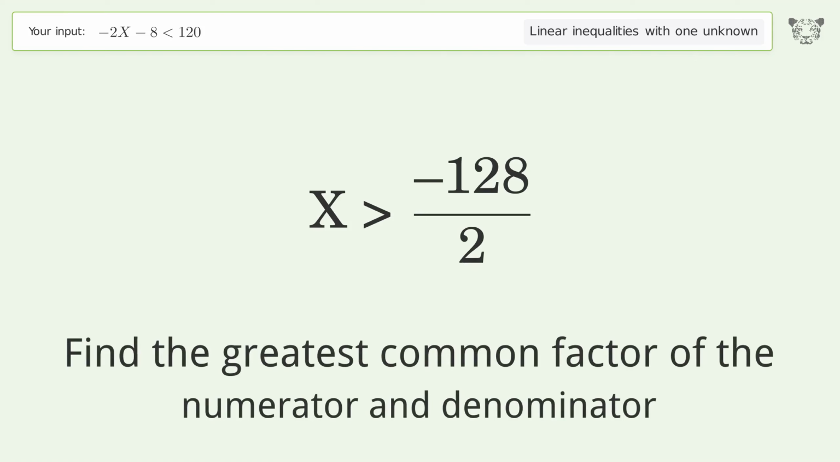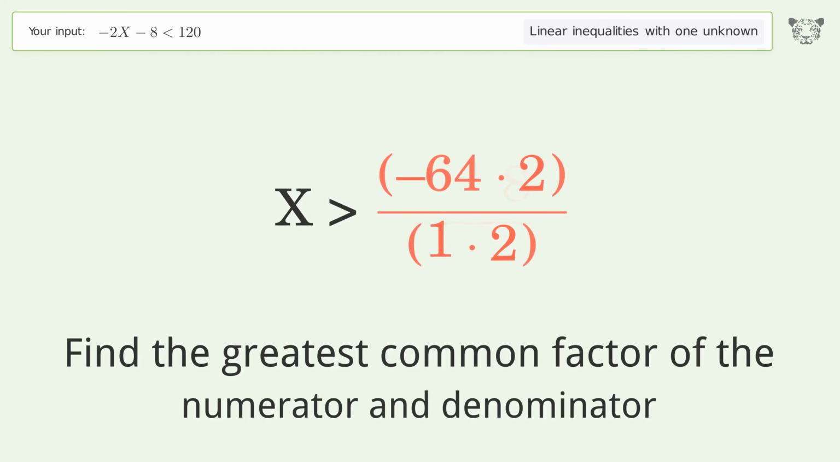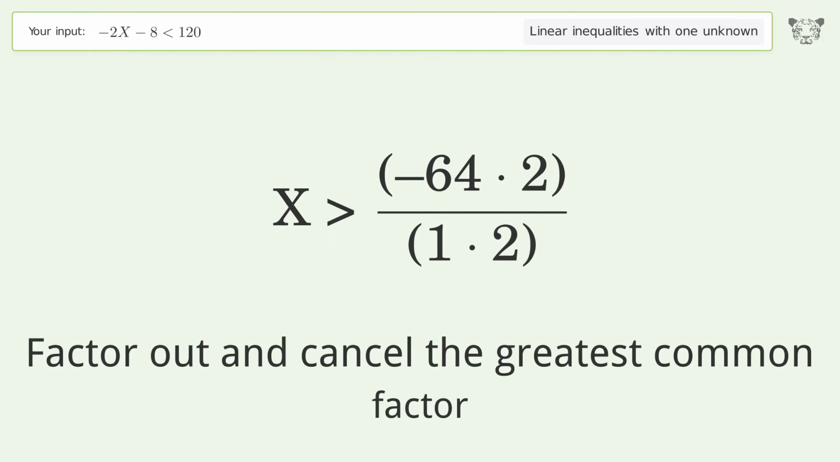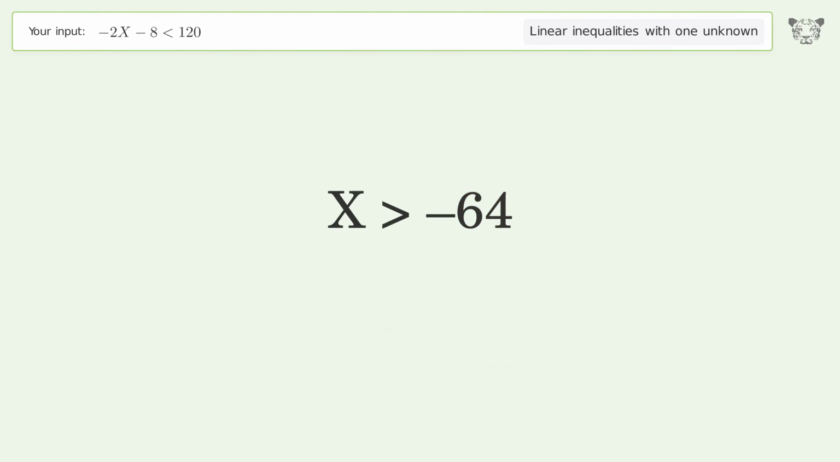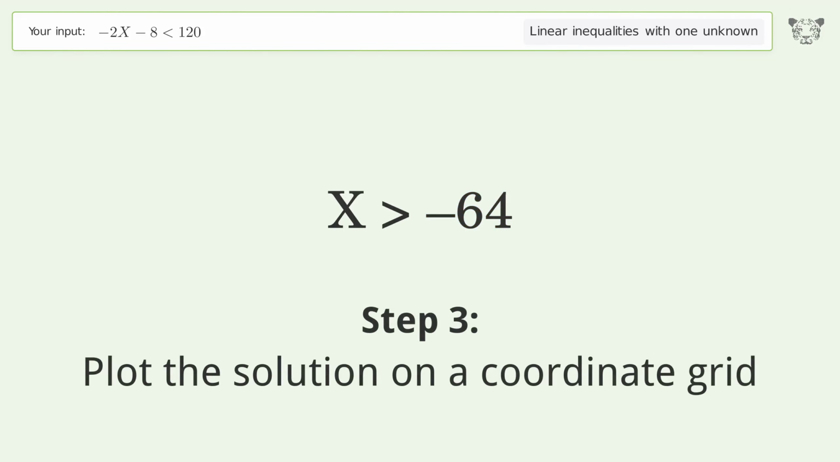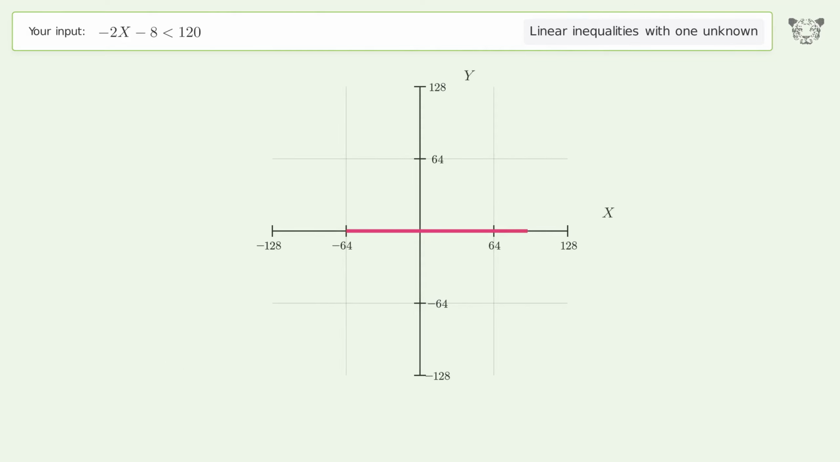Find the greatest common factor of the numerator and denominator. Factor out and cancel the greatest common factor. Plot the solution on a coordinate grid. And so the final result is x greater than -64.